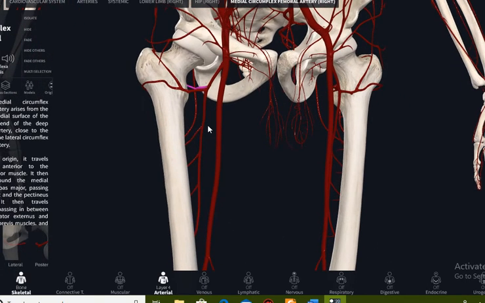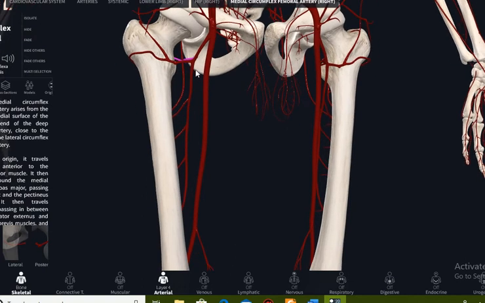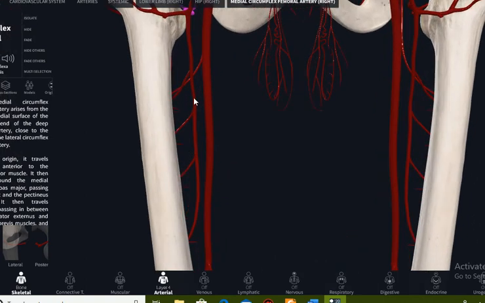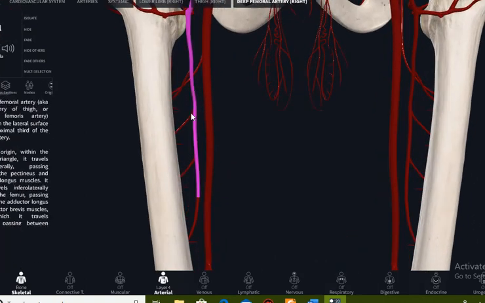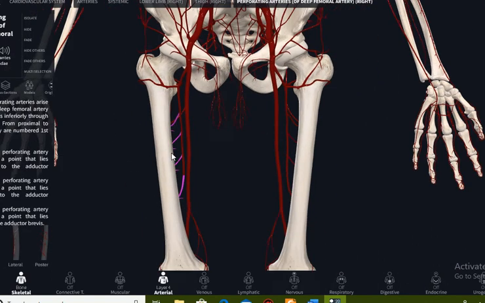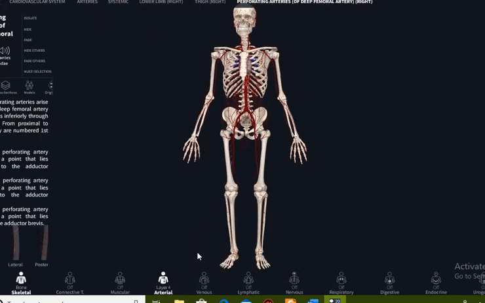In the case of the brachial artery, we had the anterior and posterior humeral circumflex. Now you see that this one, the deep femoral, is going to come downward and give supply here. This supply is the perforating arteries, and the perforating arteries are penetrating into the bone. So from here we finish the arterial supply of the lower limb.